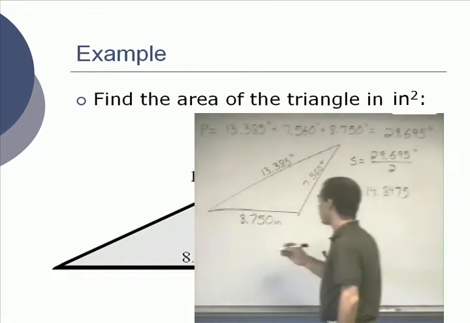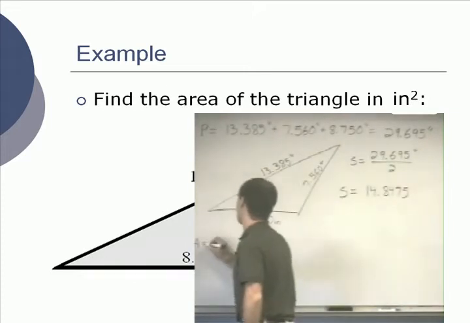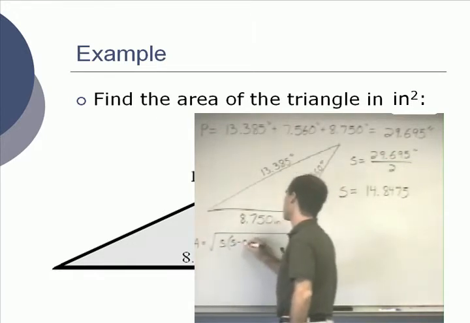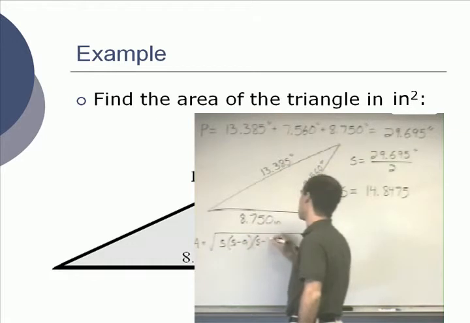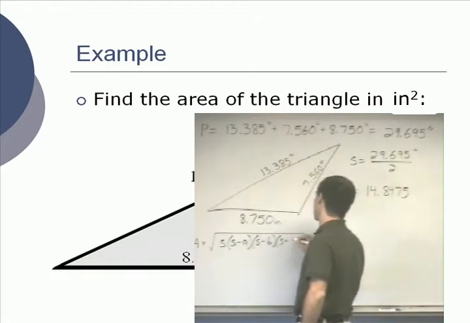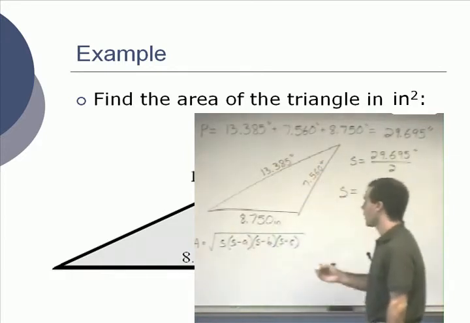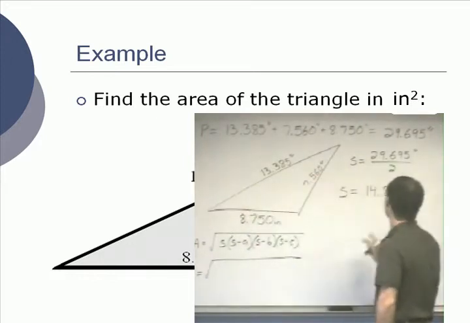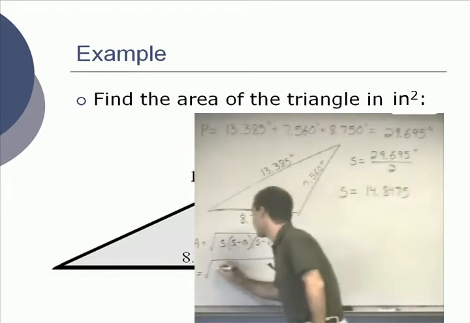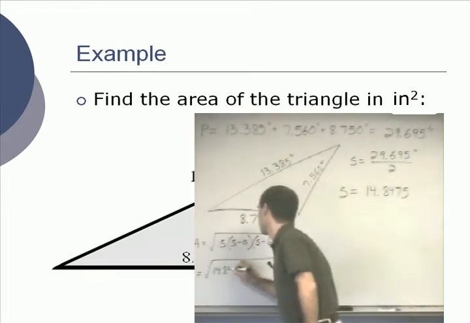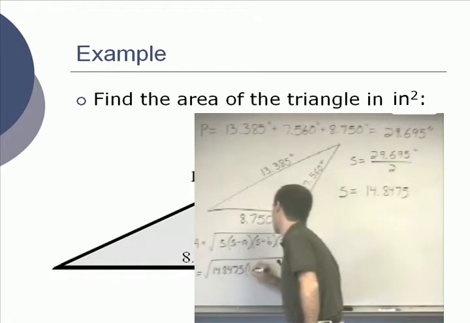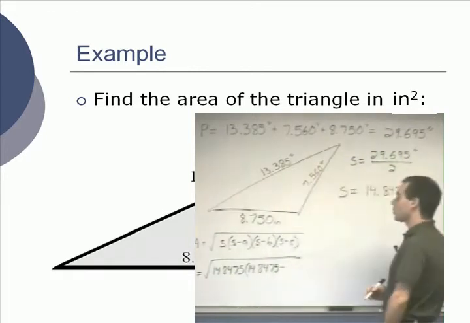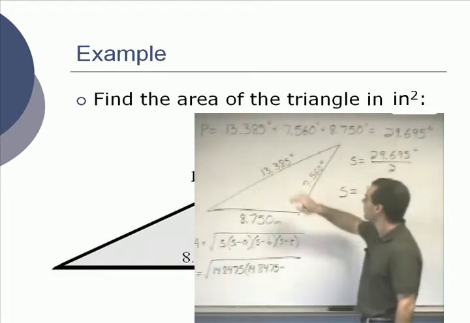Heron's Formula said that the area is the square root of S times S minus one of the sides, A, we'll call it, times S minus the second side, B, times S minus the third side, C. So if we fill in our values, that's going to become the square root of 14.8475 times 14.8475 minus 14.8475 minus 13.385.